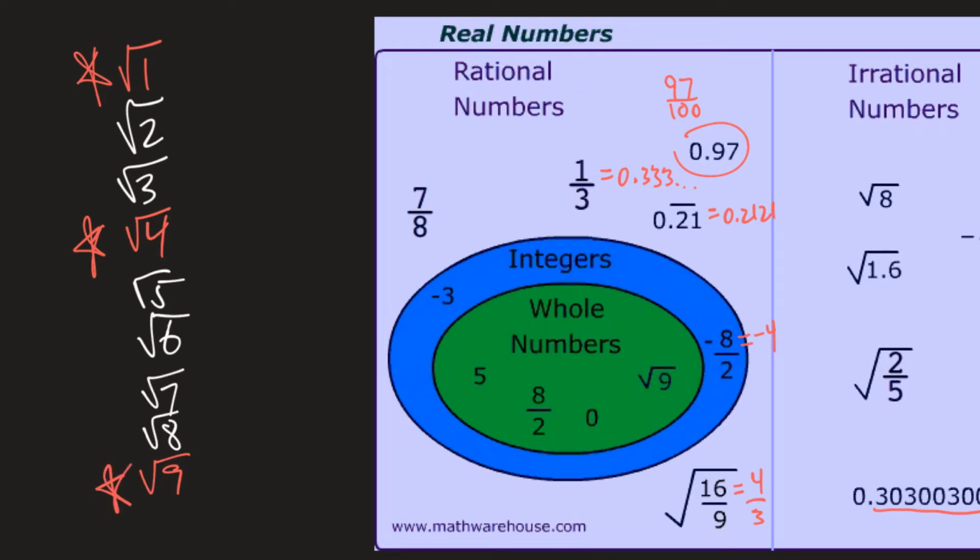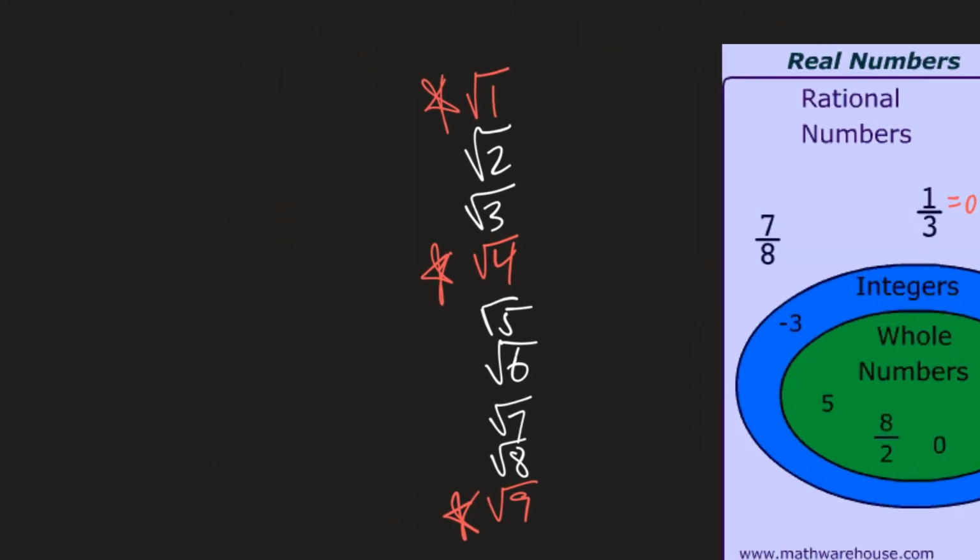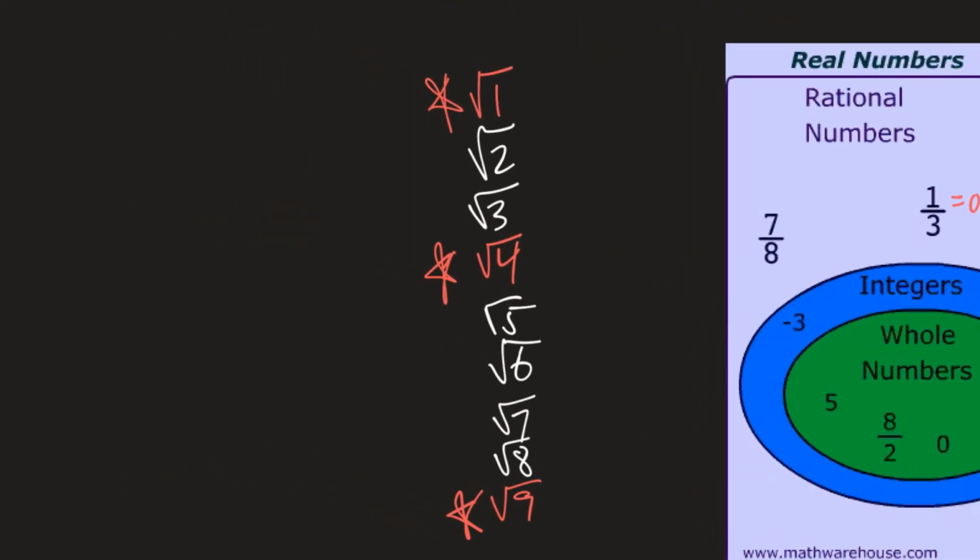So the square roots in between the perfect squares are irrational. And by the way, let me tell you real quick, why are these numbers called perfect squares? Well, 1 is a perfect square because you can make a square out of it. 1. 4 is a perfect square because you can make a square out of the number 4.